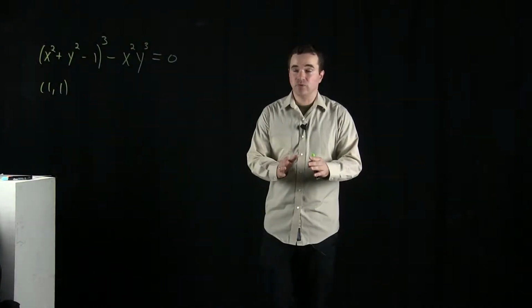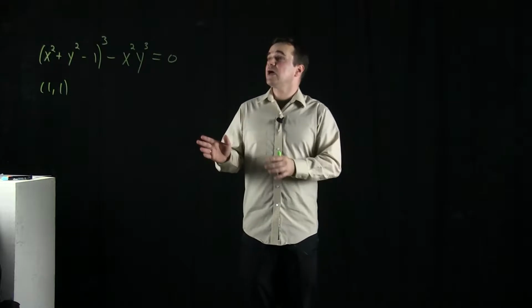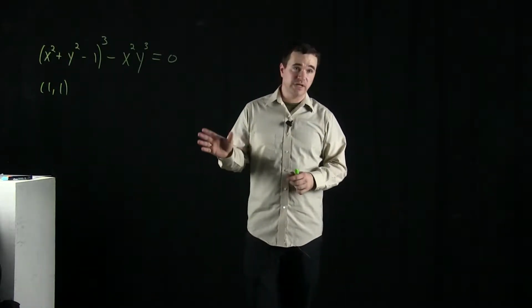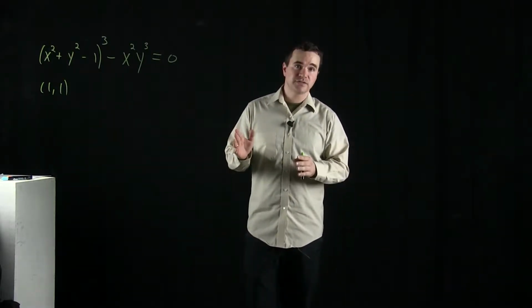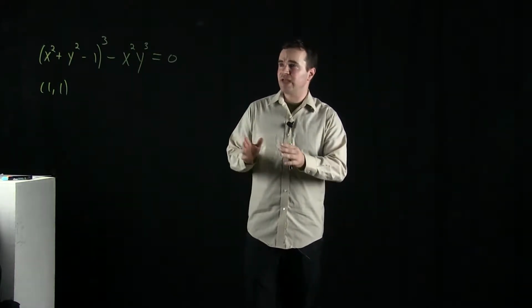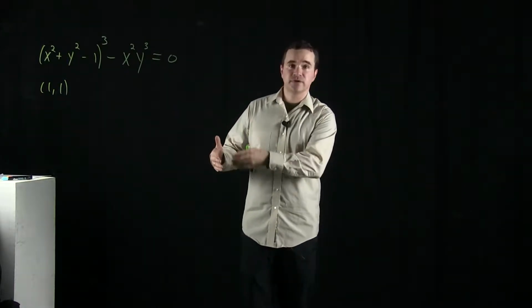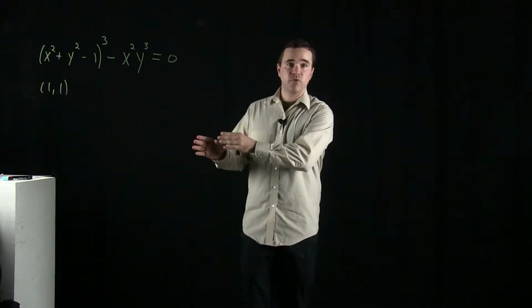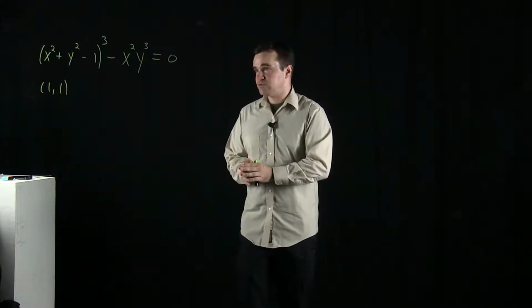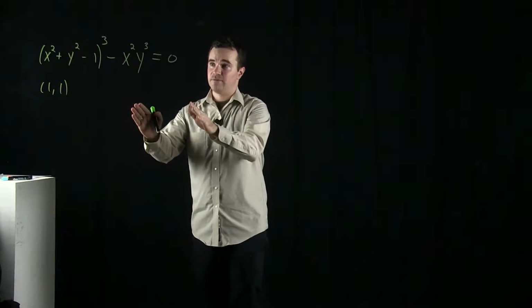Let's do an example with implicit differentiation. I've got an equation here: (x squared plus y squared minus 1) quantity cubed minus x squared times y cubed equals 0. And so this implicitly defines y as a function of x, at least near the point x equals 1, y equals 1. I'll actually show you a picture of the graph of that equation.